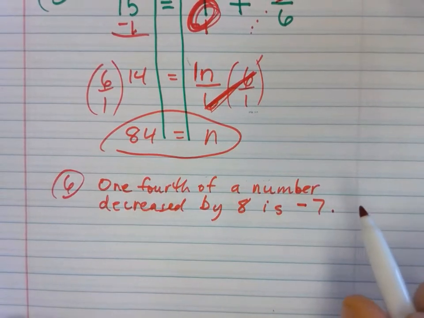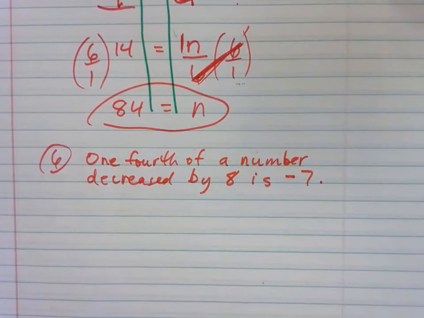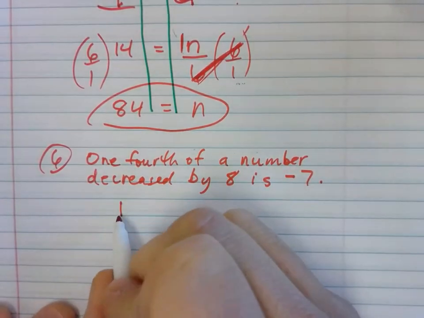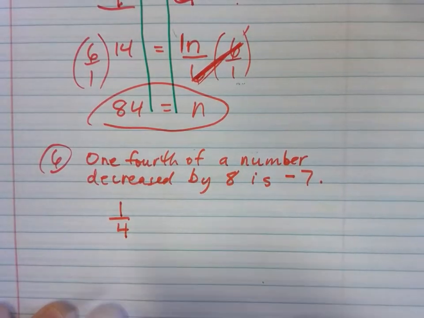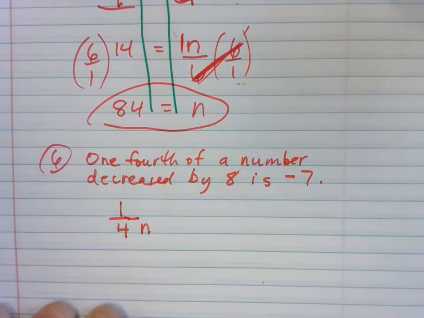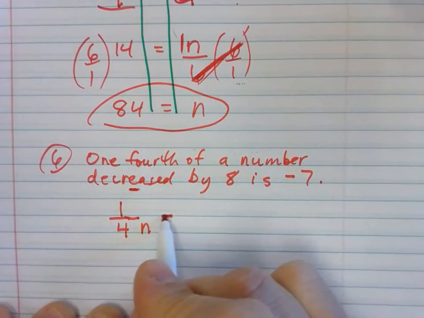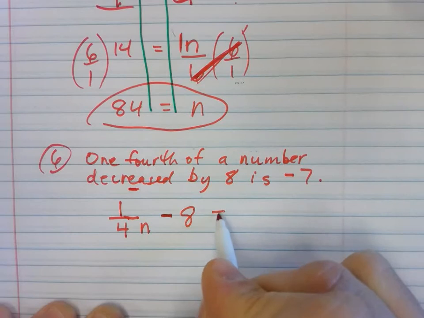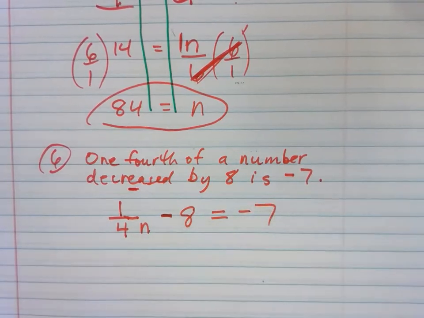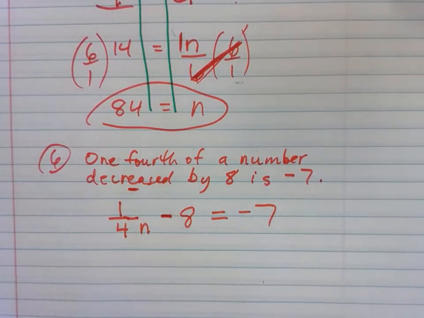Alright, so how do you write 1/4 of a number? Well, 1/4 of a number would be like a fraction, right? So you can go ahead and put down 1/4 if you wanted to, like that. So you can put an n with that, 1/4 of a number. Decreased by 8. Now decrease is a subtract word, so that means -8, and the equals part, -7. So you want to write your little equation like that: 1/4 of a number decreased by 8 is -7.